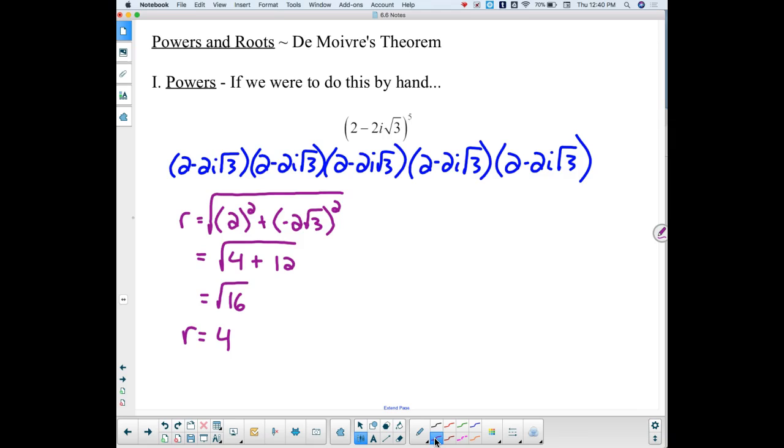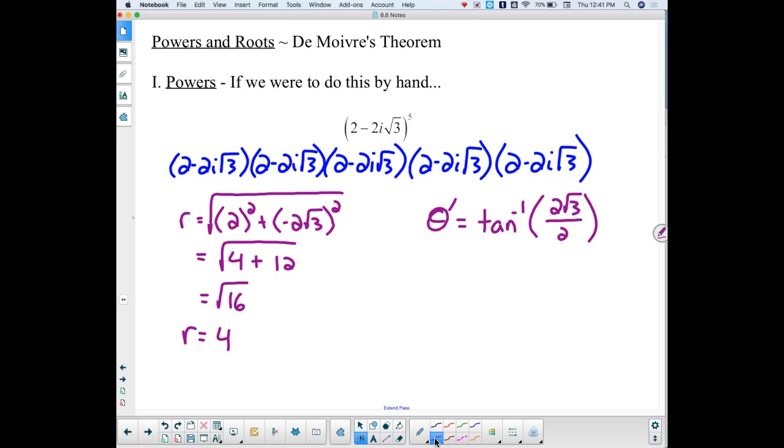Okay. Then we got to find theta. My question to you is this. In the complex plane, where does this complex number fall? Which quadrant? Quadrant number 4, because it's positive a and negative b. So that's quadrant number 4. So the theta that I find is really a reference angle. So it's really a theta prime. And that's going to equal the inverse tangent of b, 2 square roots of 3 over 2.